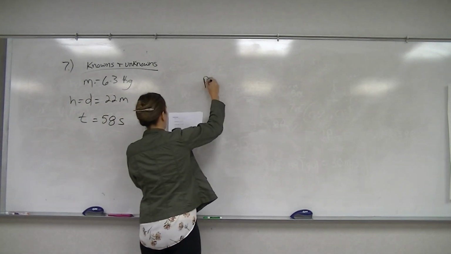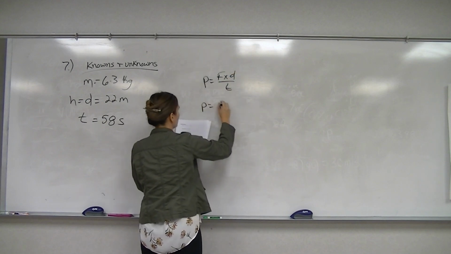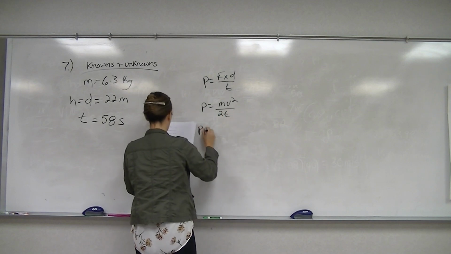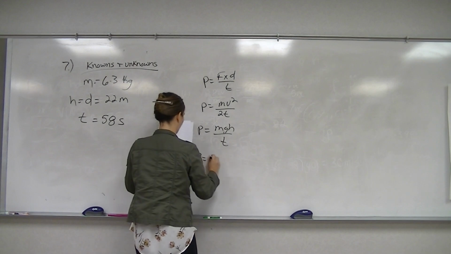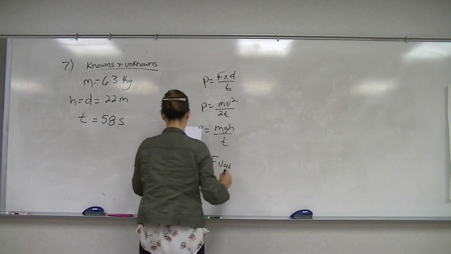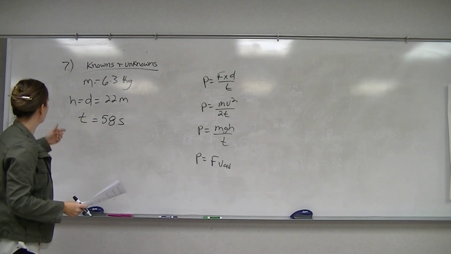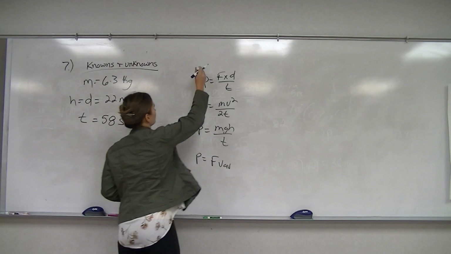So we have several different power equations. How do you know which one to use? Go through and see what variables you have. Which one can you actually solve for? So, top one, force times distance. Do we have a force? No, we don't. Can't use that one.